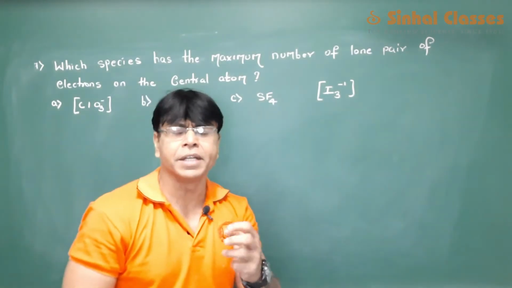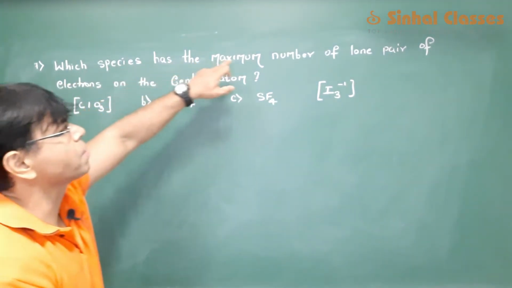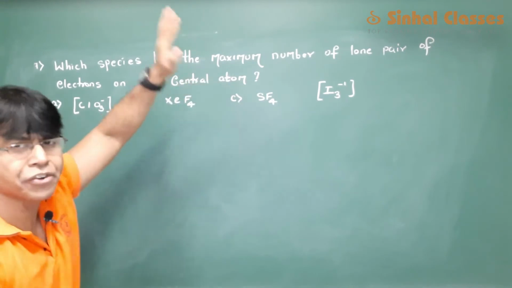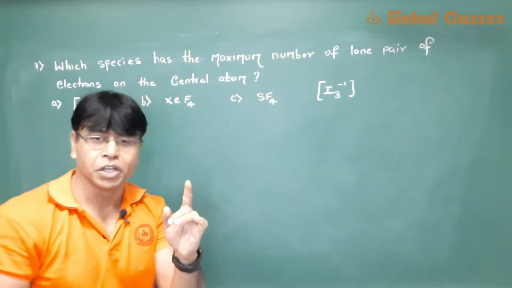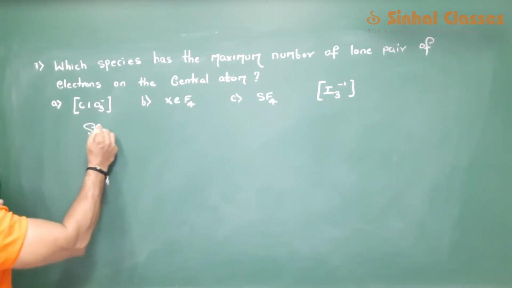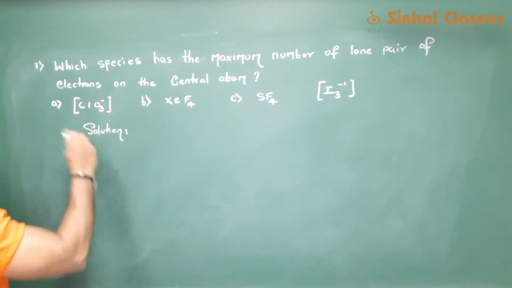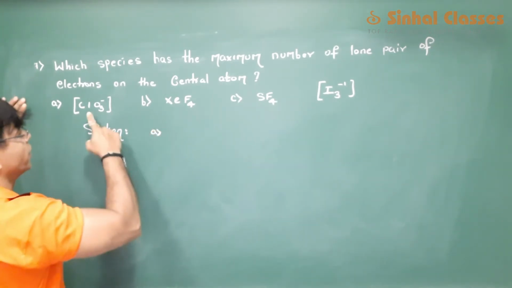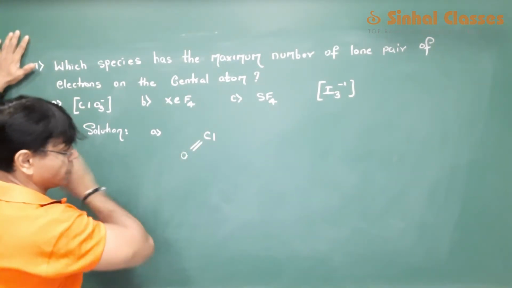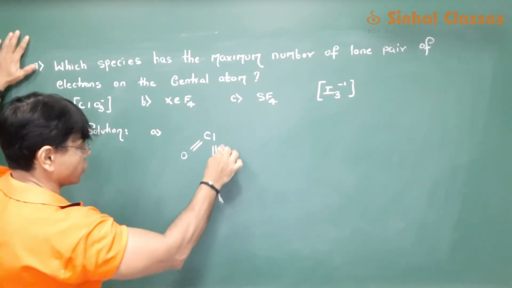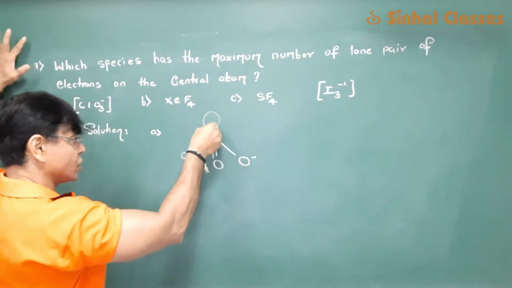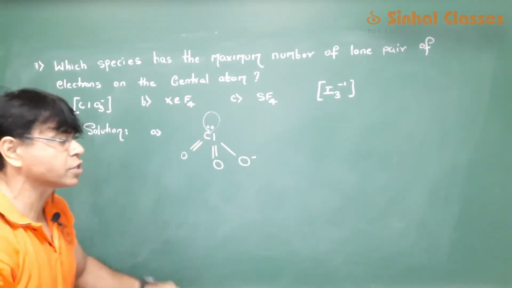Okay student, now a very interesting question. Which species has the maximum number of lone pairs of electrons on the central atom? For this, you should know the structure of it and the hybridization part of it. So, let's see the solution part. First, option A, Cl is the central atom. This is oxygen, this is O with negative charge, and there is only one lone pair present on Cl.